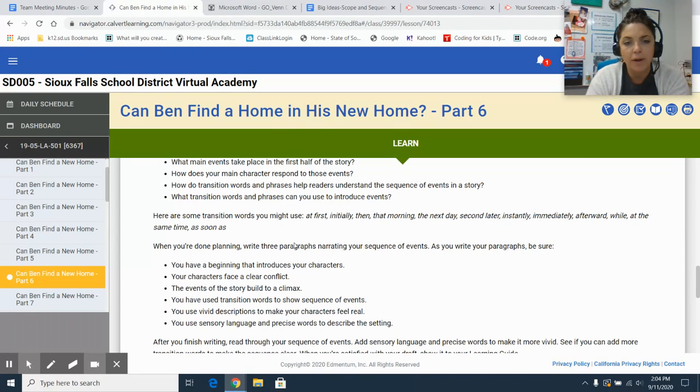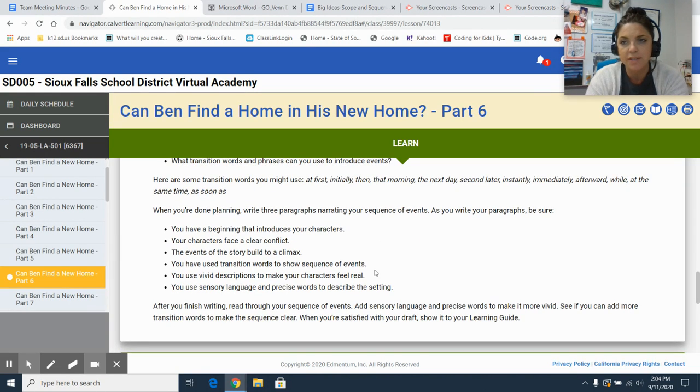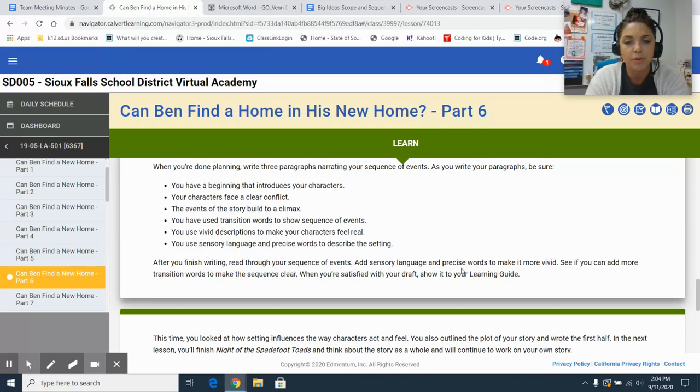It says to write 3 paragraphs narrating your sequence of events. It tells you what you should be doing in your paragraphs. As I mentioned before, for 5th grade, just coming into 5th grade, I do expect that you're doing at least 3 complete sentences per paragraph using proper capitalization and punctuation.